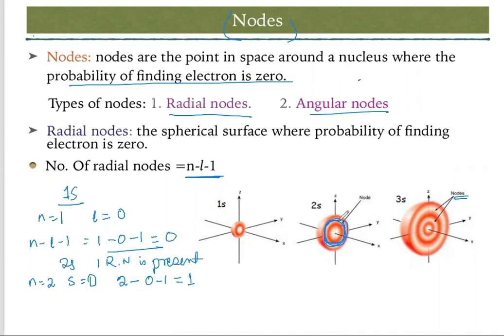So you see, for 2s, there is 1 radial node. For 3s, we can also calculate it the same way. For 3s, n is equal to 3, L is equal to 0, so n minus L minus 1 is 3 minus 0 minus 1, which is 2. That means in 3s, we will find 2 radial nodes. So you see, one radial node is this one, another is this one.